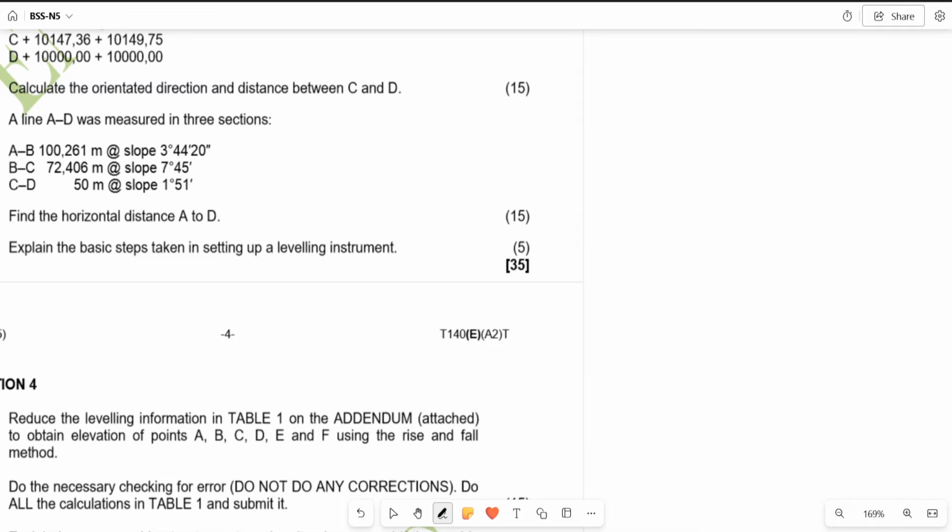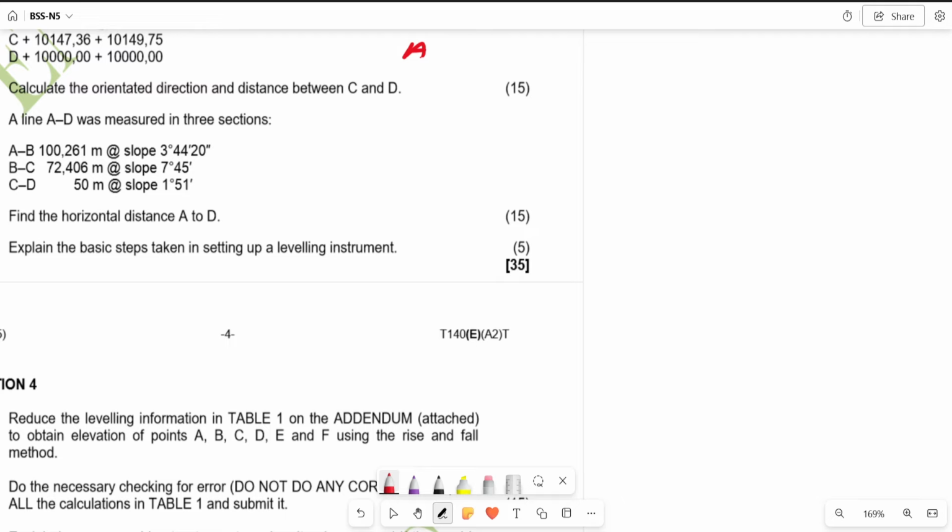To calculate the distance, or the horizontal distance, we use the formula. We say horizontal distance is equal to the slope distance times cos, and then here you put the slope angle, right? You put the slope angle. So that's how we get our distances. So quickly, what I'm going to do is write everything fast and answer this.